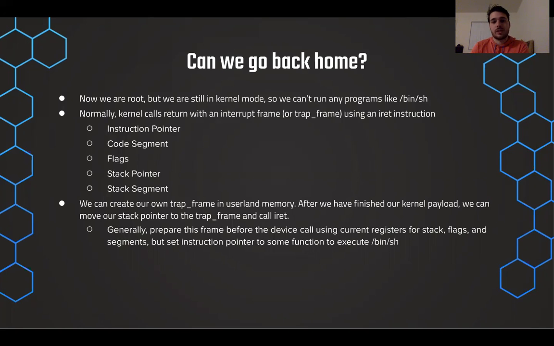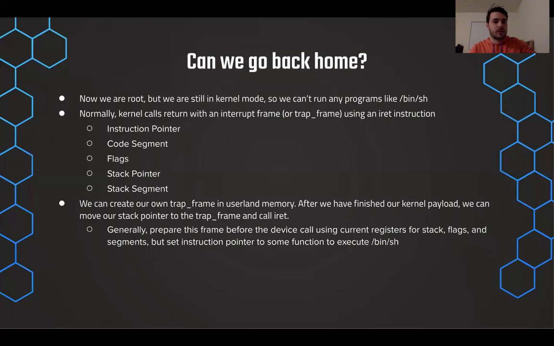The best way to do this is that there's this thing called a trap frame, and this trap frame has these five things. It has an instruction pointer, a code segment, the normal CPU flags, whatever you want your stack pointer to be, and whatever you want your stack segment to be. A segment is basically a way of segmenting memory. You would probably just copy these from what they are when you're debugging. But this basically says that you want to return to your userland code and userland stack.